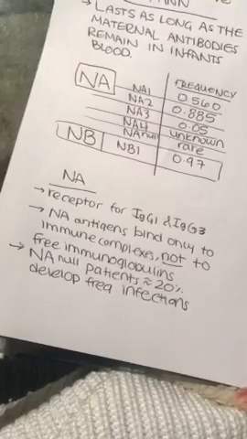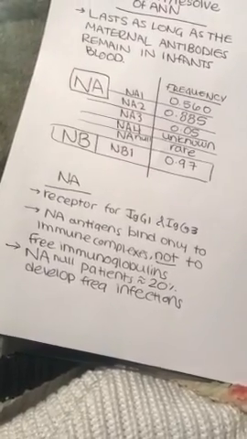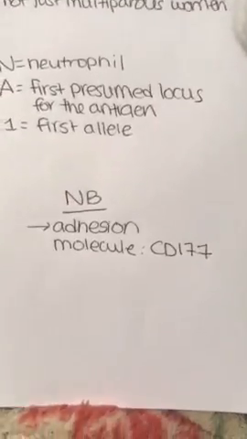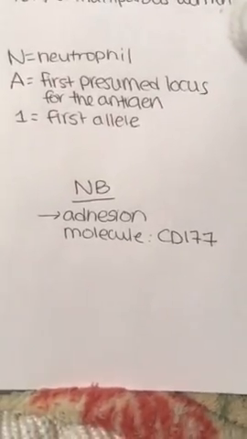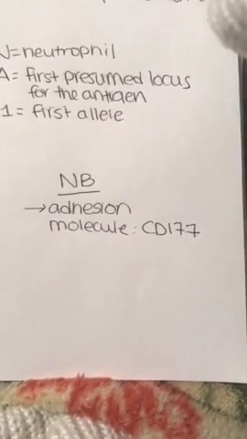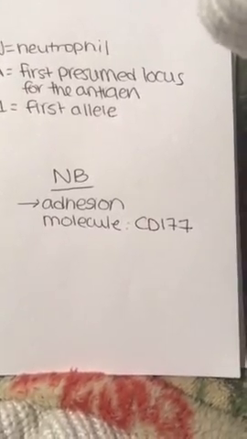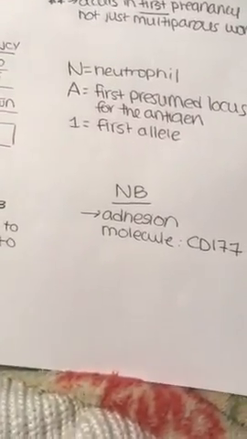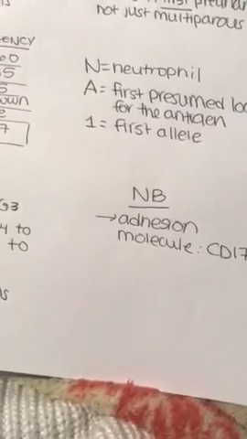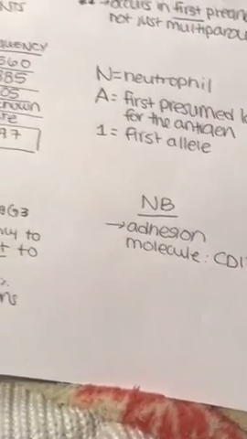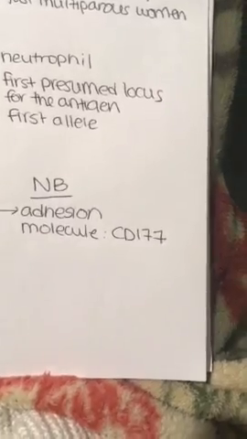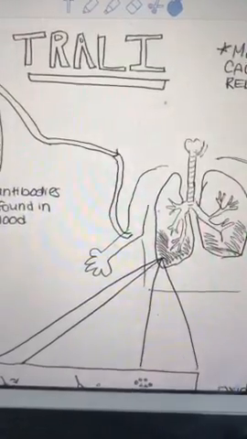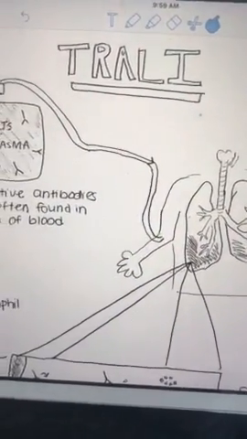So not having the NA doesn't necessarily mean you're going to be immunocompromised. And then NB is an adhesion molecule. It's also known as CD177. There wasn't too much information about it in the rest of the article. It mostly talked about the molecular framework of the NB antigen, which was pretty interesting. It discussed TRALI and its association with neutrophils.